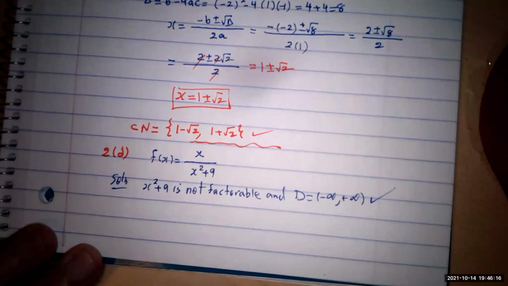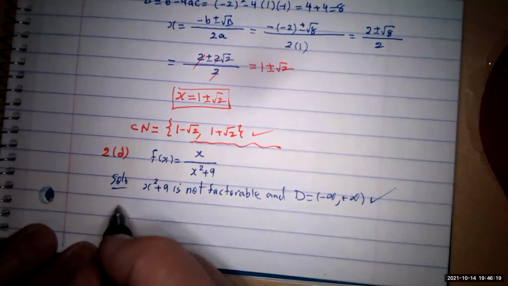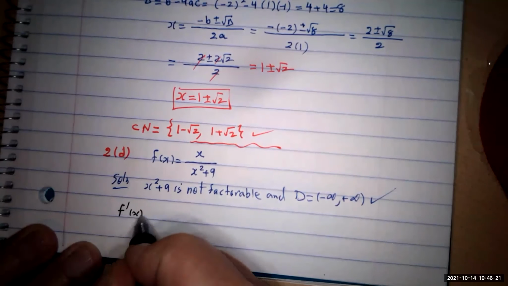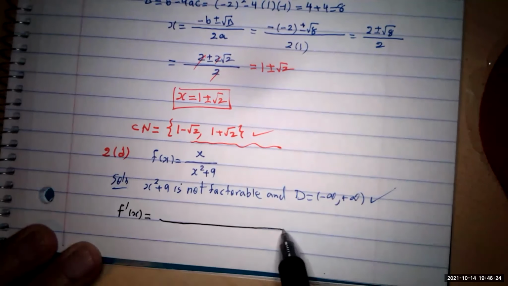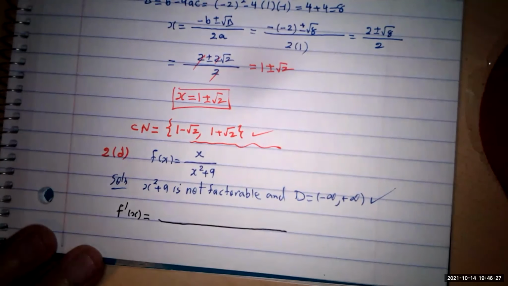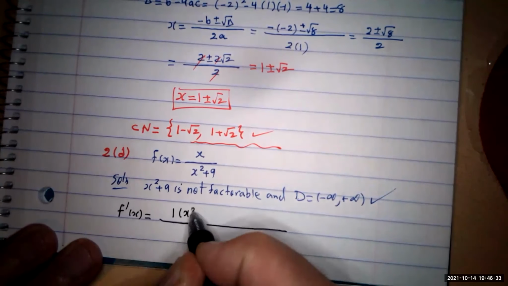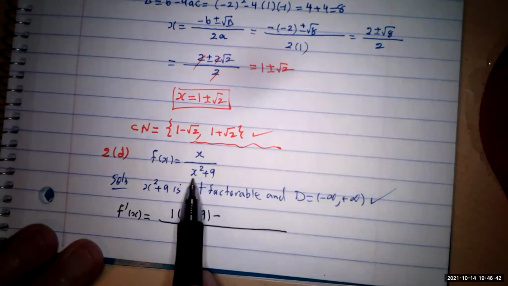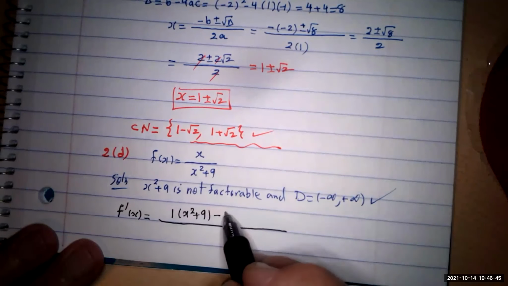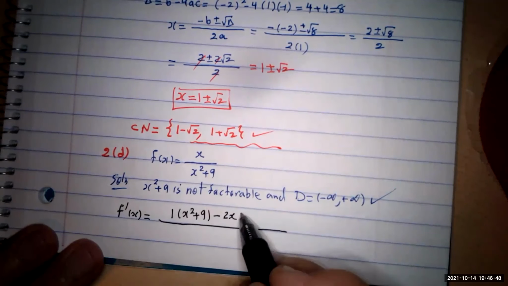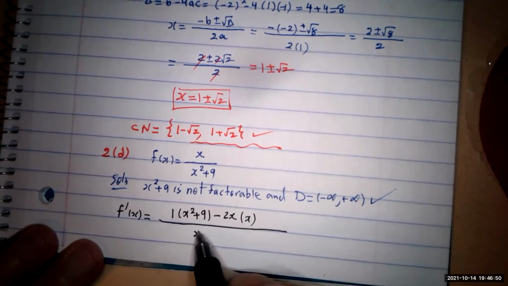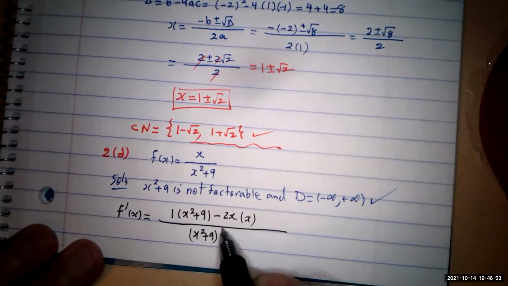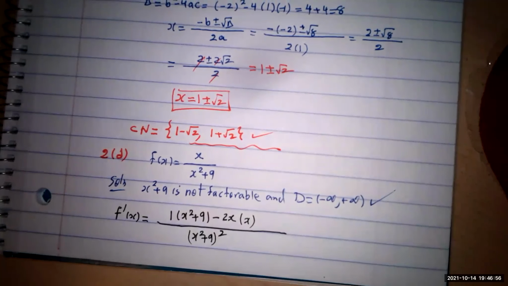Differentiate. Quotient rule again. Carefully apply the quotient rule. Derivative of the top times bottom, minus bottom derivative times top. Derivative of the top, derivative of x is 1. 1 times bottom, x squared plus 9, minus derivative of the bottom times top. Derivative of x squared is just 2x, derivative of 9 is 0. 2x times top, which is x, divided by the bottom squared.